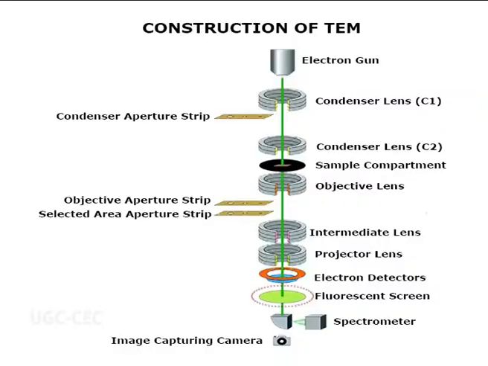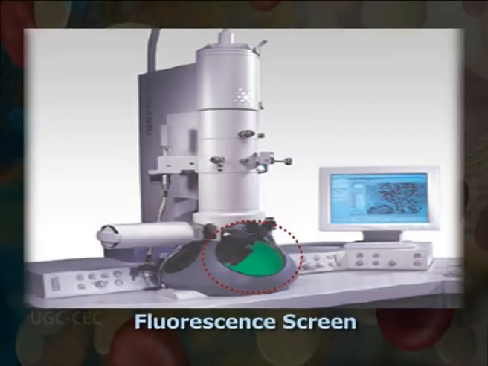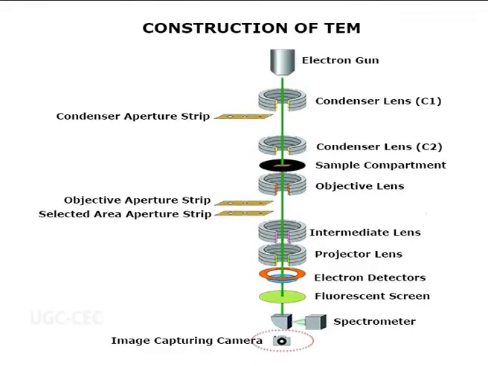The last and important portion in the construction of TEM imaging system is the fluorescent screen made up of zinc sulfide. It is utilized for direct observation by the operator. The TEM can be aided with camera for taking electron photomicrographs for scientific analysis.